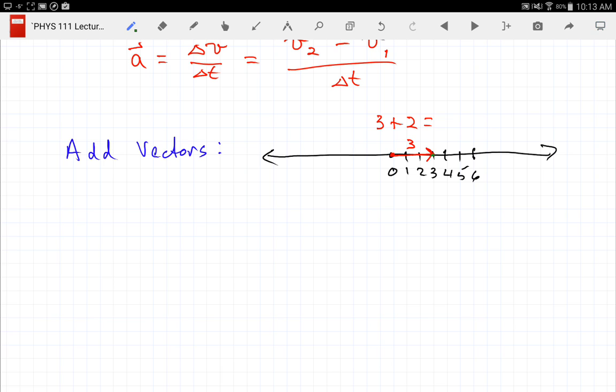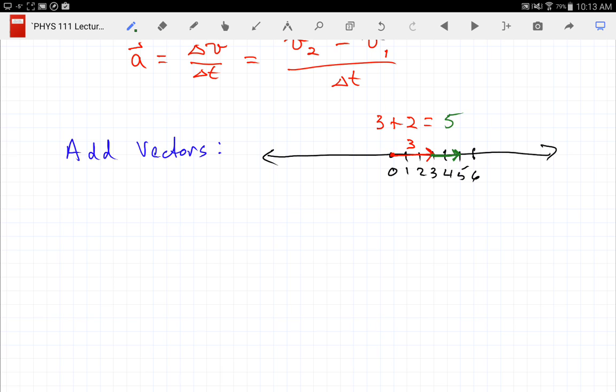Okay, so that's still a little different than us. We actually drew these things. And so then I start at the end of the first one, and I draw the second one. So from 3, I'm going to count 2, so 1, 2. And so then 3 plus 2 is shockingly 5 because I ended at 5. Yeah, mind blown. That's how I learned to add.